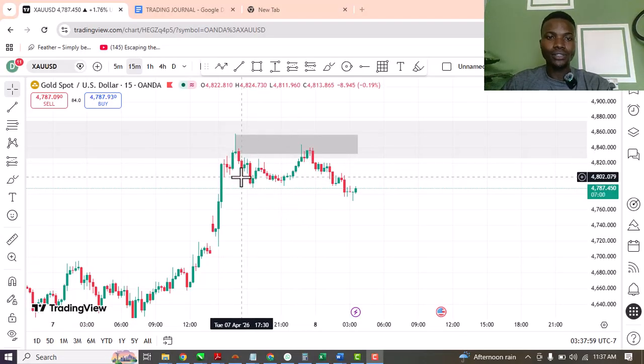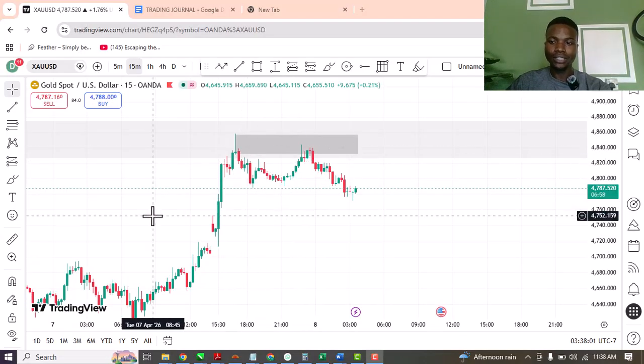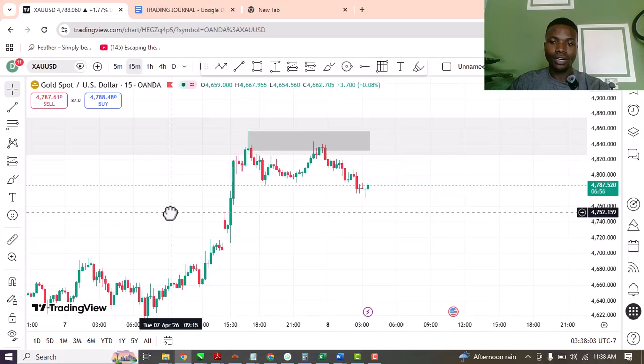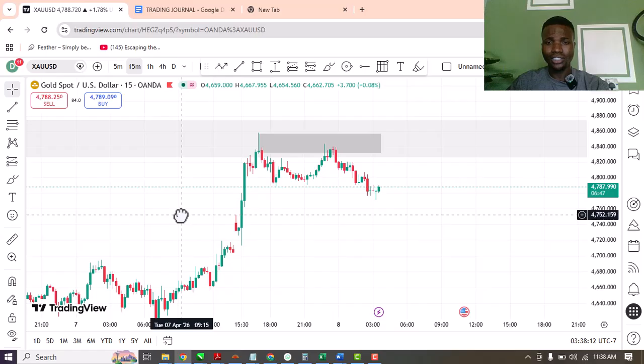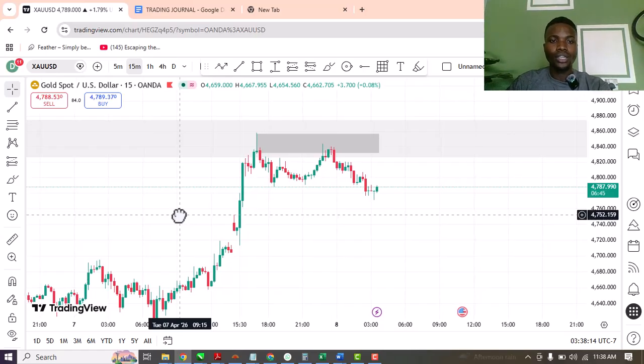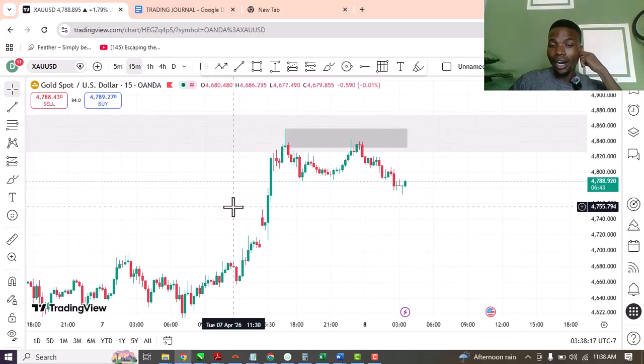All right, traders, let us see what price is currently doing. The time right now is 20 minutes to 12. By 1 o'clock, we'll be entering the New York session, right? But right now, let us just prepare ourselves before the session starts.